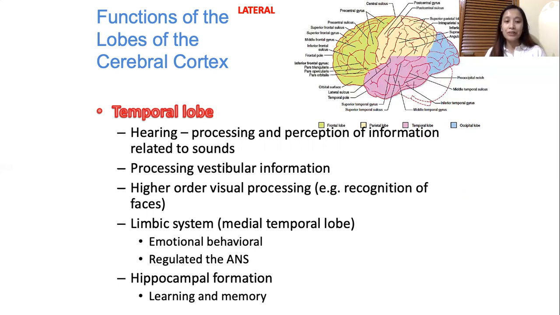So the temporal lobe also contains your hippocampus, no, or your hippocampal formation. And this is where learning and memory happens. No? So if you have any lesion in your hippocampus, then you can have difficulty forming new memories or retrieving old memories, as well as learning new things.